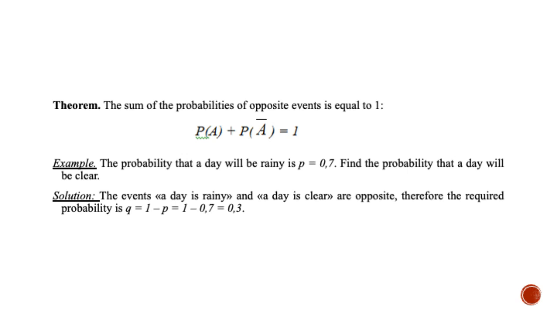This is a 30% chance of a clear day. This relationship between opposite events is one of the most frequently used tools in probability because it provides an elegant way to handle situations where the complement is easier to analyze than the original event.